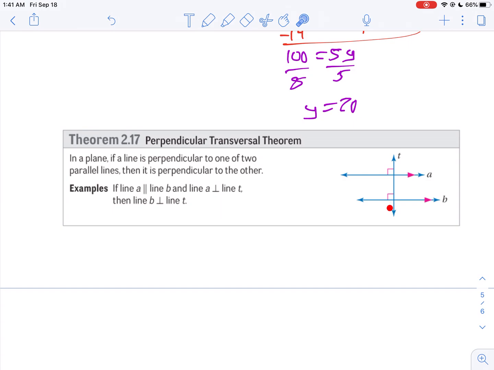Of course, that should make sense because, hey, if you have two parallel lines and perpendicular means one angle is 90, we know the corresponding angles are congruent, so the other angle is 90, which makes it a right angle.